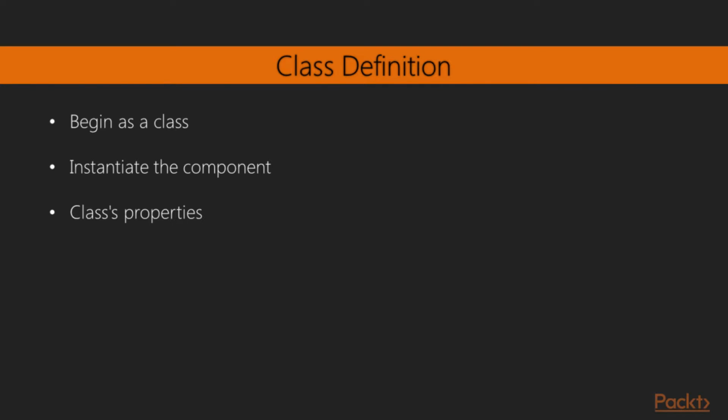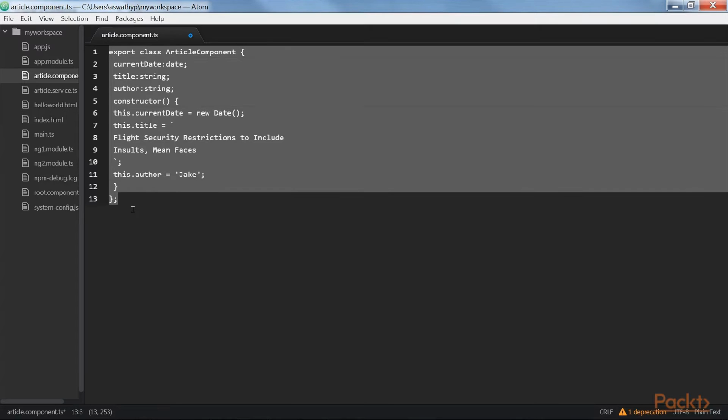Now we will learn about writing the class definition. All Angular 2 components begin as a class. This class is used to instantiate the component, and any data required inside the component template will be accessible from the class's properties. Thus, the foundational class for the component would appear like this. This is the article.component.ts file.